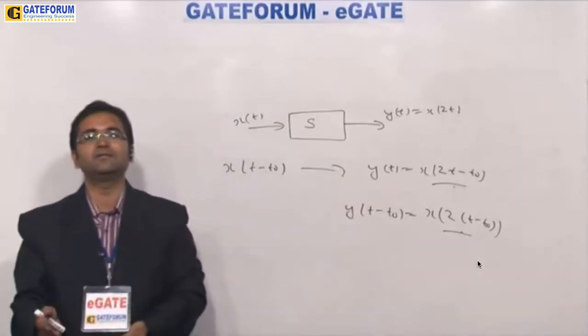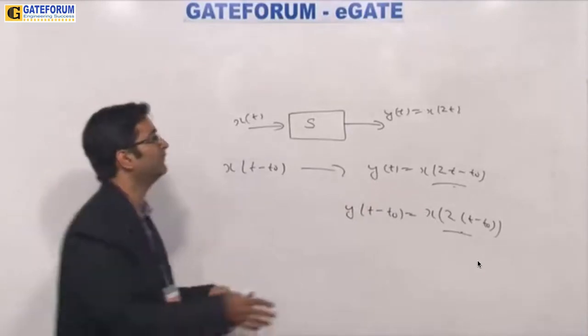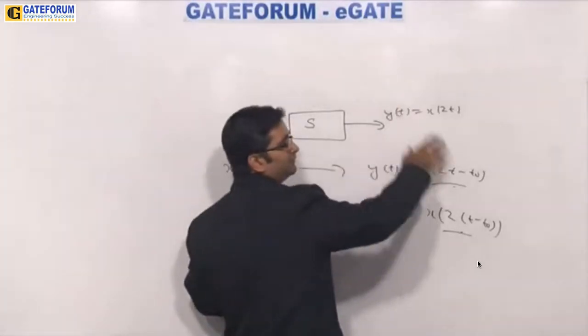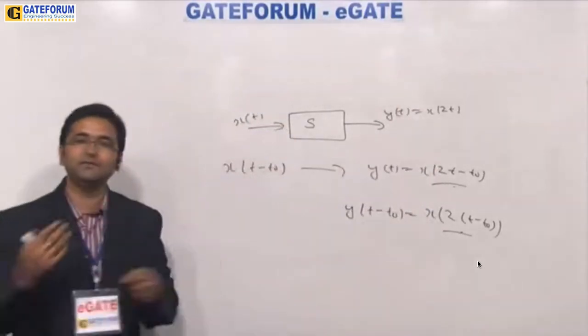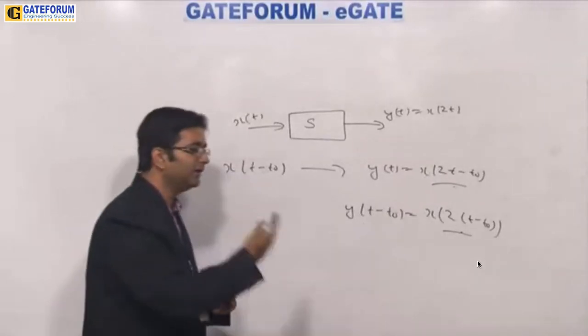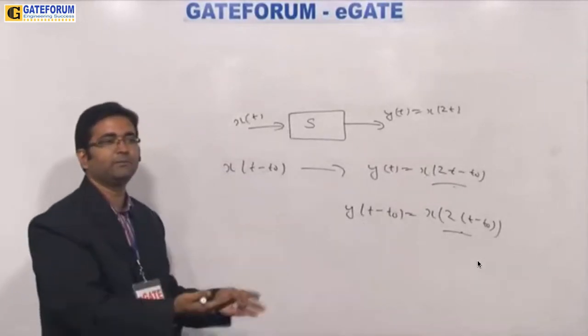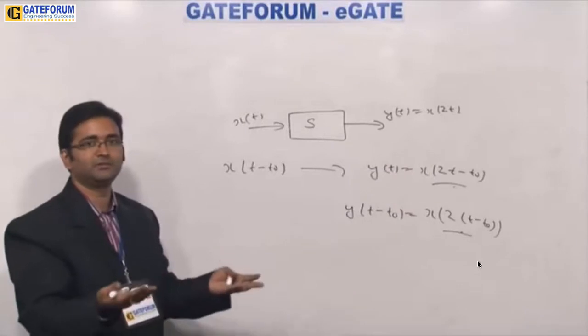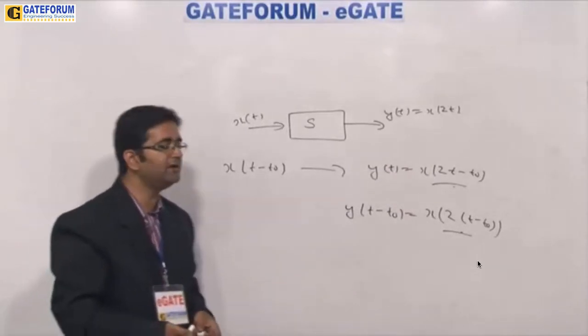For checking the time invariance, we have to shift it, and then we have to do some operation on that and see what is the output, and then we have to shift the output and see what is going to happen. If both the outputs are the same, the system is time invariant, otherwise not.